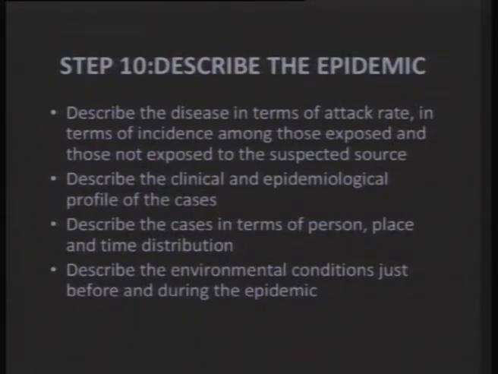Describe the clinical and epidemiological profile of the cases. We have said it is important to note down the clinical symptoms and signs and the epidemiological profile, and also describe the cases in terms of person, place and time distribution. Also go into some details about the environmental conditions just before and during the outbreak. A simple thing like a flood or unseasonal rainfall may give an indication that you are dealing with a particular disease. Dengue fever outbreak in Delhi has been known to take place post unseasonal rainfalls, somewhere in the later part of September, etc.